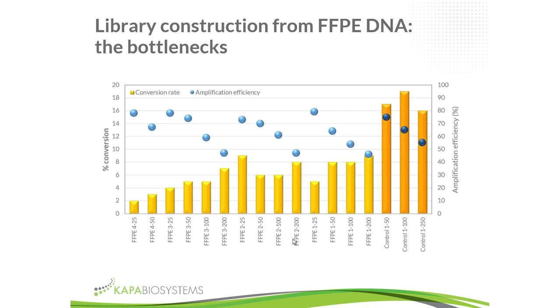And so what I'm going to present to you are three data sets in which we processed control DNA. So these are either commercially available human genomic DNA or DNA isolated from something like blood or cultured cells.